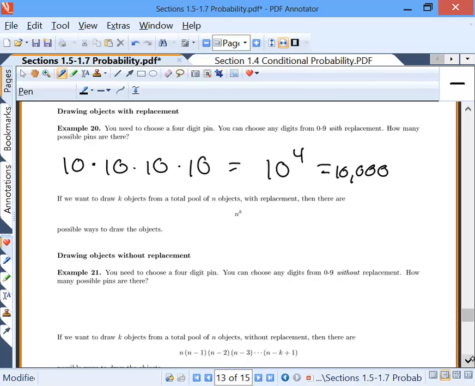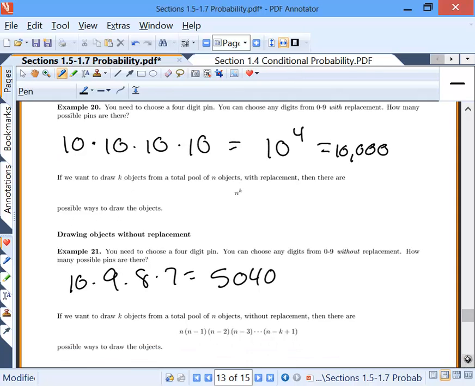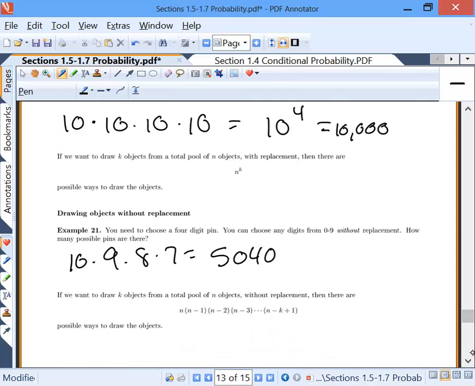Drawing objects without replacement. You need to choose a 4-digit pin. You can choose any digits from 0 to 9 without replacement, so you can't use the same thing twice. How many possible pins are there now? How many choices do I have for the first number? 10. Then 9. Then 8. Then 7. So that is 5,040. That actually narrows it down quite a bit, doesn't it? As far as privacy concerns, would you rather have pins where there's more possibilities or less possibilities? More possibilities.